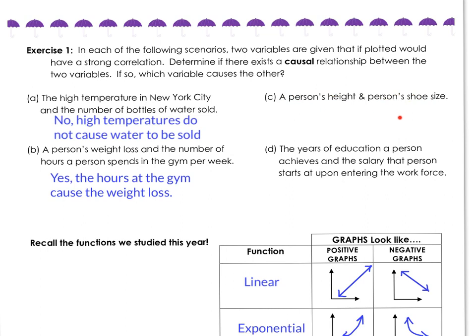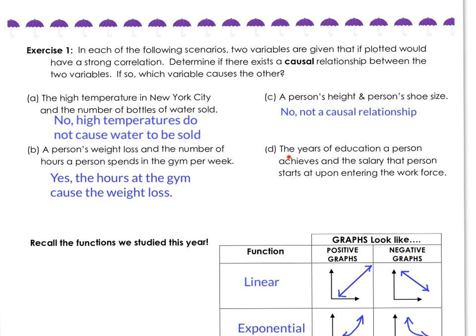There's a correlation here, but it's not causing the other thing to happen. You can think about this as, somebody might be tall but have a smaller shoe size, or somebody might have their feet grow before their height grows, so they might have a bigger size shoe but not be as tall yet. So it's not causing the shoe size to increase. So I'm just going to say no, and the reason is what we just talked about.